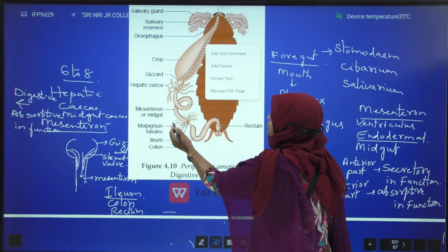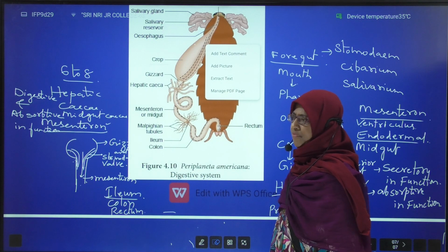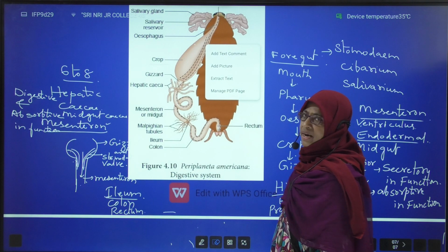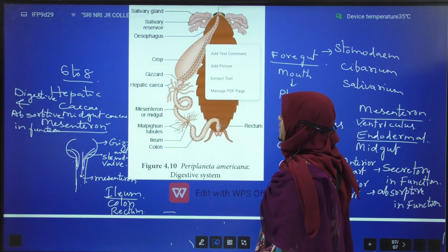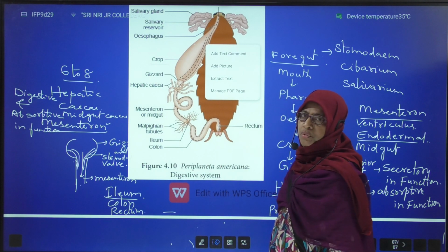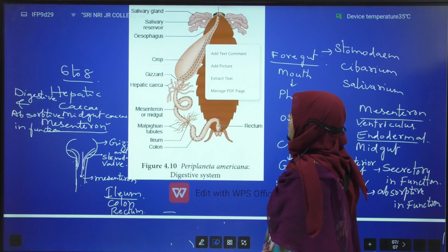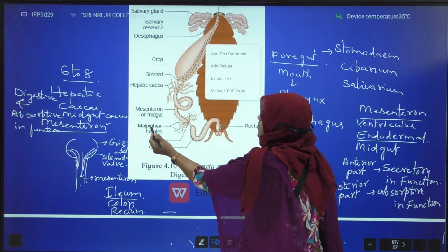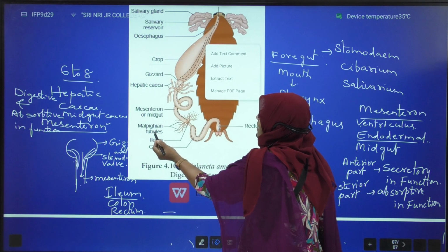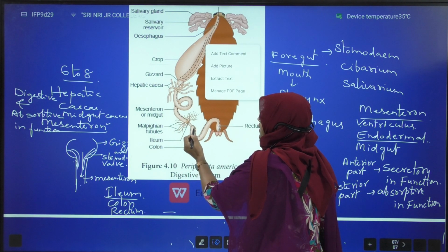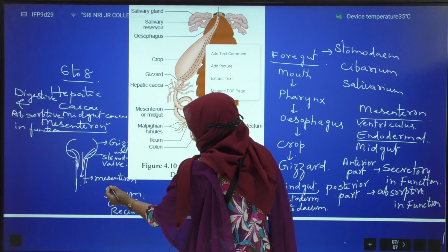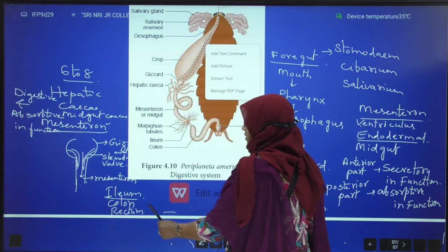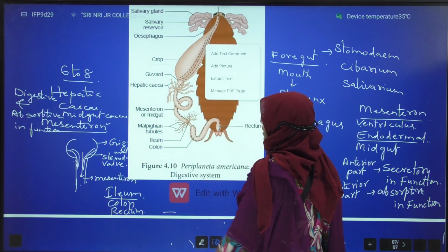These Malpighian tubules are bathed in hemolymph. What is hemolymph? The blood of the cockroach is called hemolymph. They collect nitrogenous waste material in the form of uric acid from the hemolymph, and carry this uric acid into the ileum. Ileum is the first part of the hindgut.